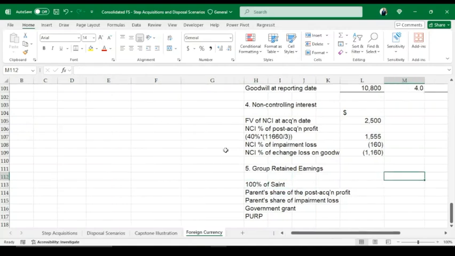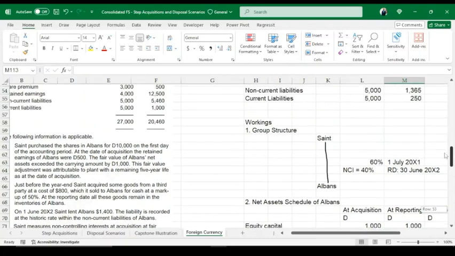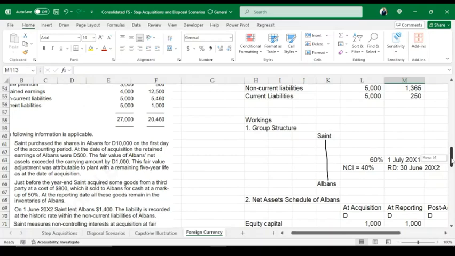All right, so let's input some of the figures that we can, and move on. So I have my dollar sign here. This is also presented in dollars. So what's the retained earnings of the parent from our question? Retained earnings of the parent from our question is $4,000.